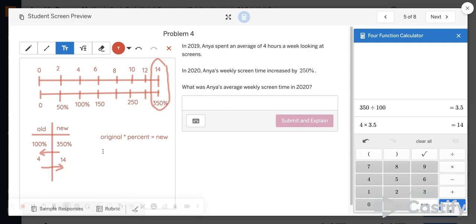If I want to make an equation, I'm always going to do the original times the percent equals the new. So the original amount of screen time is 4 times the percent as a decimal. So if you're not sure what 350% as a decimal is, you can do 350 divided by 100. Percent means out of 100, so you can always divide. So I do 4 times 3.5, which is the same constant of proportionality that I got, and I find that that is 14. So all 3 of those methods found that the new amount was 14 hours.